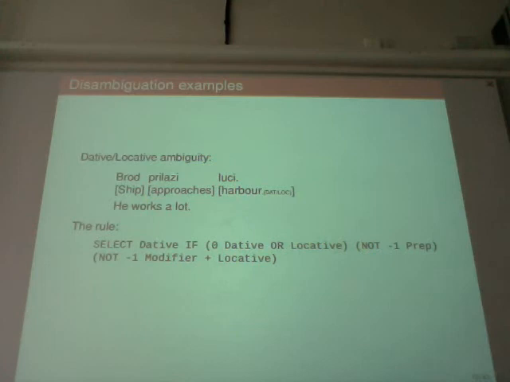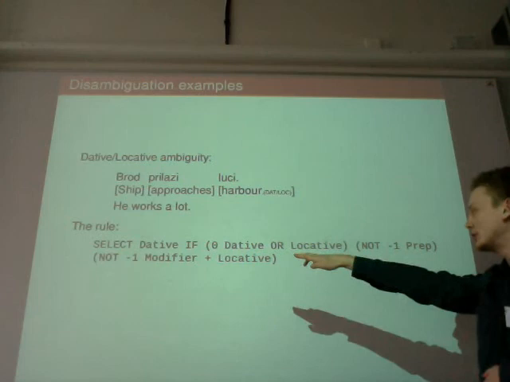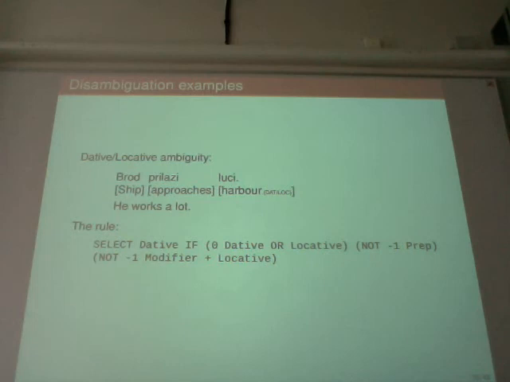A second common ambiguity in Serbo-Croatian is dative versus locative. They're always orthographically identical. Locative comes with a certain set of prepositions, while dative cannot be preceded by a preposition. So we have this sentence, brod prilazi luci. Okay. Ship approaches the harbor. The gloss is wrong. And the rule selects dative if this set of conditions is correct. So if we have the dative locative ambiguity, there is not a preposition before it, and there is not a modifier before the word, like an adjective or pronoun, which is in locative. This is the case, so this rule selects that.